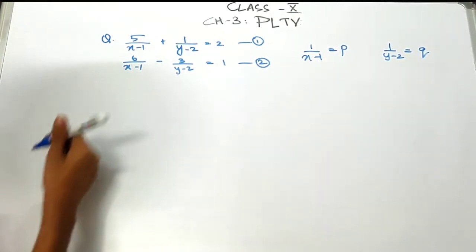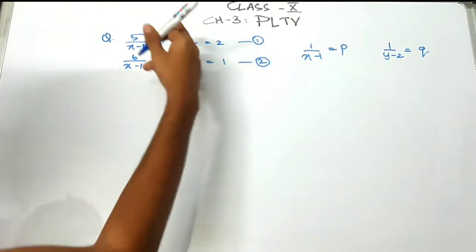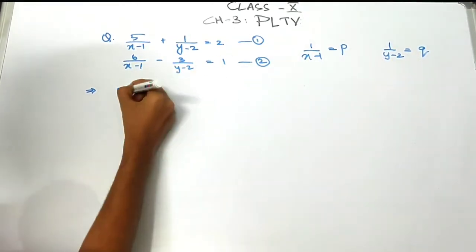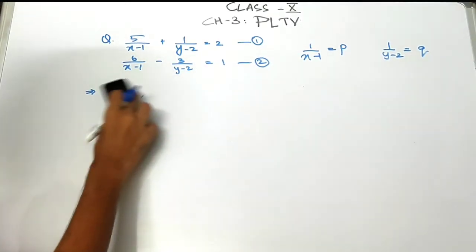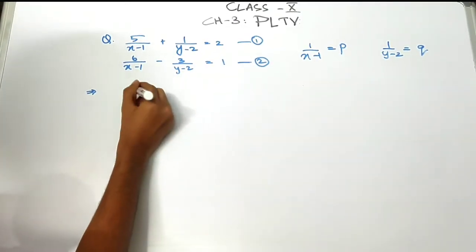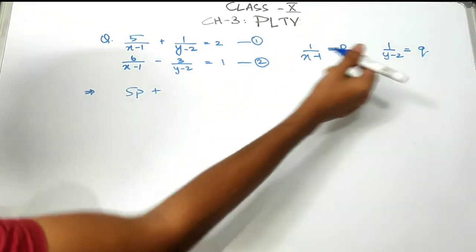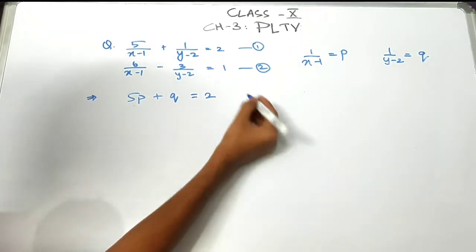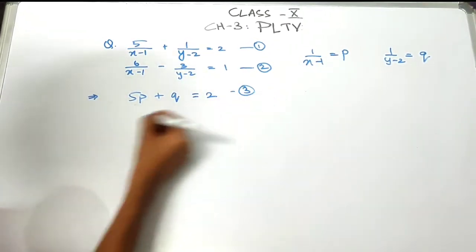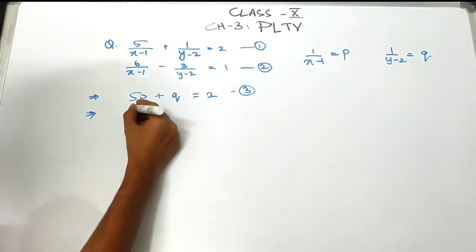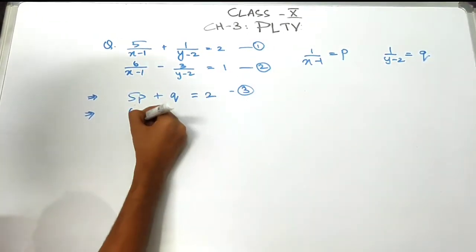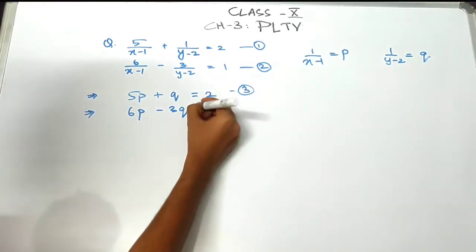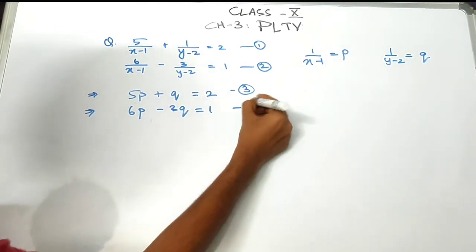Now see what happens over here. When I substitute the corresponding values in equations 1 and 2, what we get is 5 times 1 by x minus 1, which is p, so 5p, plus 1 by y minus 2 as q, so 5p plus q equals 2. This is my reformed first equation. I'll mark it as equation number 3. Now as for my second equation, 6 times 1 by x minus 1 is p, so 6p minus 3q, because 1 by y minus 2 is q, equals 1. So this is my reformed second equation, write it as fourth equation.